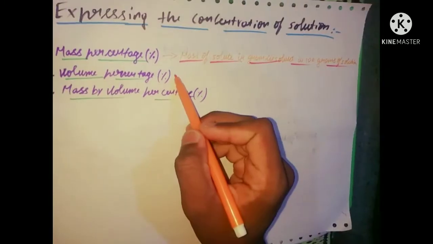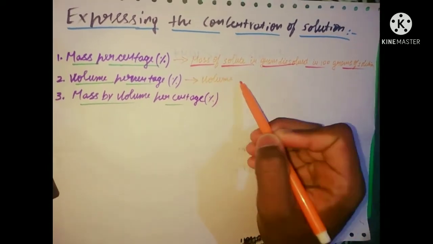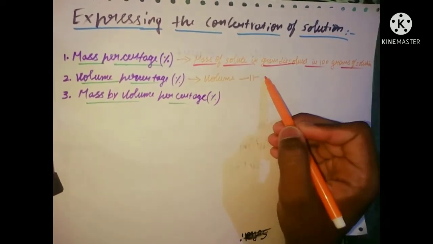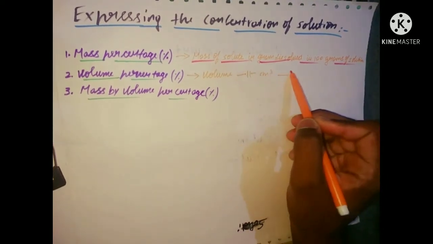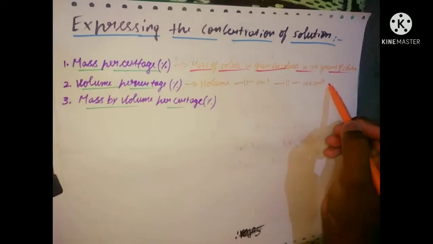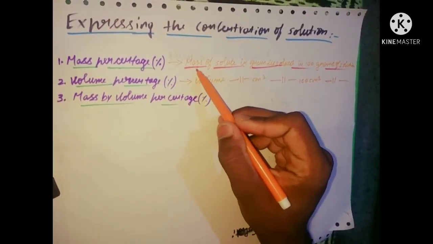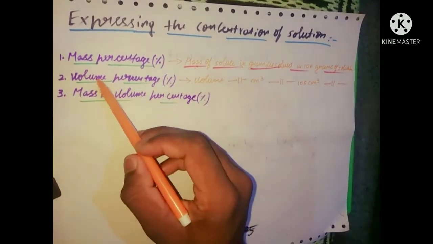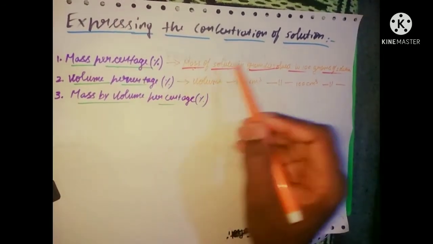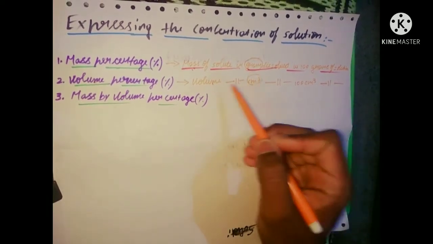Whereas volume percent is nothing but volume of solute in centimeter cube dissolved in 100 centimeter cube of solution. In mass percent we are calculating mass, in volume percent we are calculating volume, and it is measured in grams and in centimeter cubes respectively.